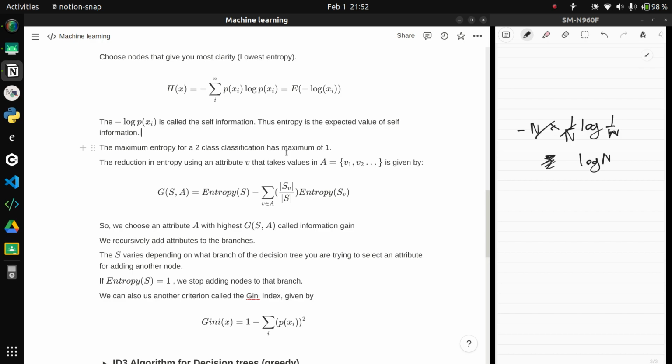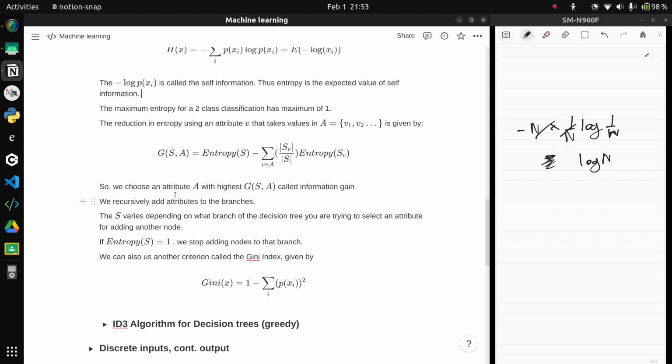In case of n classes, you will have log n as the maximum entropy, right? The reduction in entropy using an attribute v that takes value in a equal to v1 is given by this thing called the gain, and it works not just for entropy but for anything, really. Anything that's sort of an intensive property of the data set. We recursively add attributes to the branches.